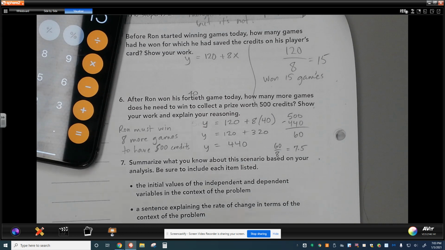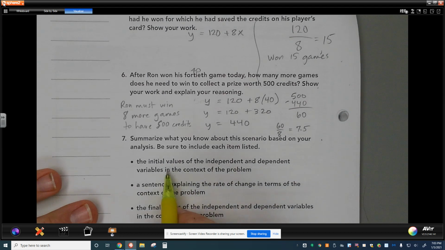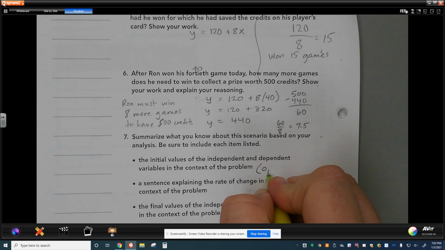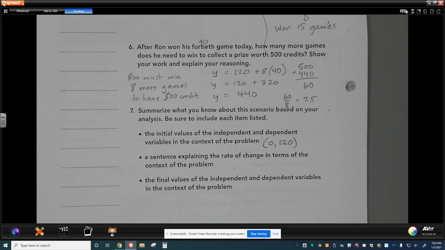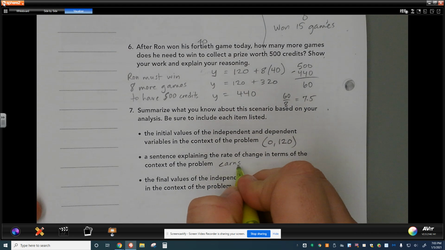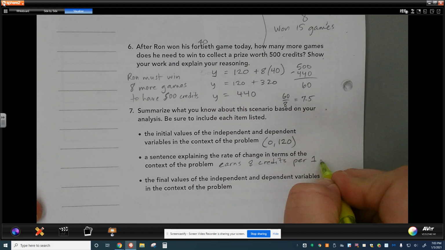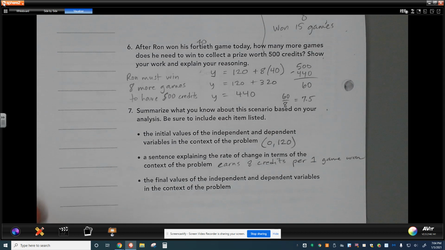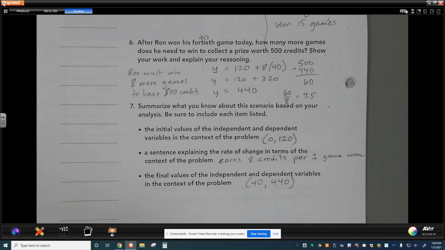Okay. All right. Summarize what you know about this scenario based on your analysis. Be sure to include each item listed. The initial value of the independent and dependent variable in the context of the problem. Initial value was 0, 120. A sentence explaining the rate of change in terms of the context of the problem. Earns 8 credits per 1 game won. The final values of the independent and dependent variables. After 40 games, he had won 440 credits. Cool. Just a quick synopsis of what we had there.